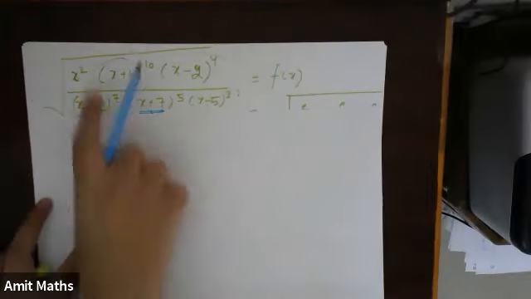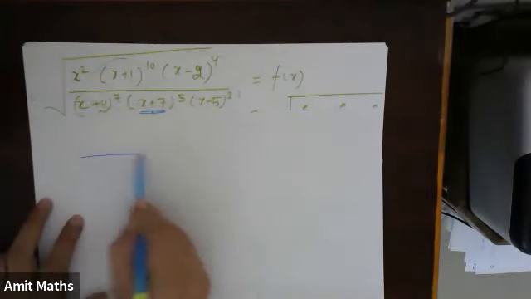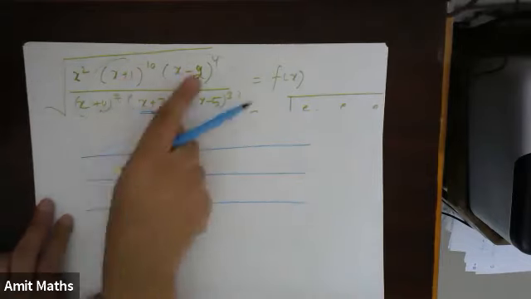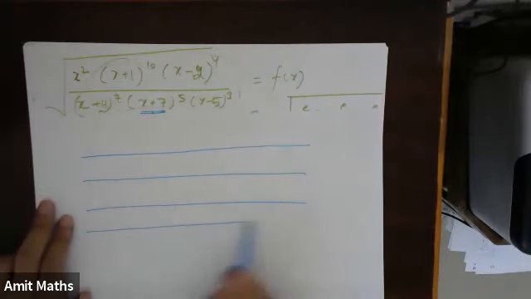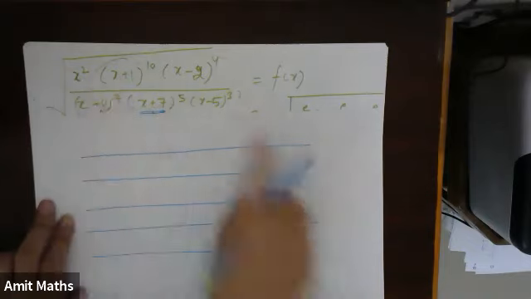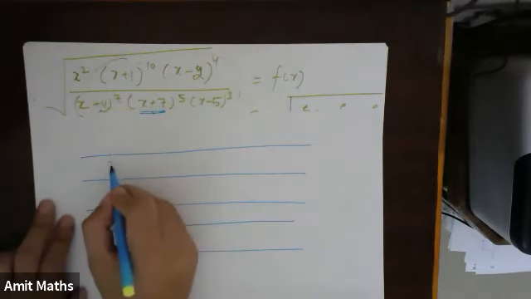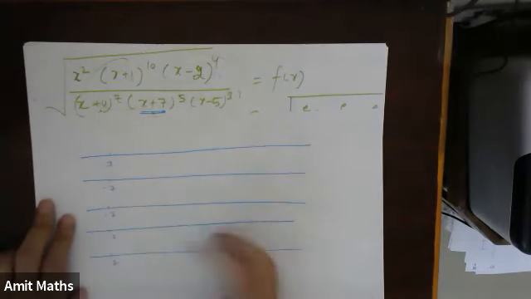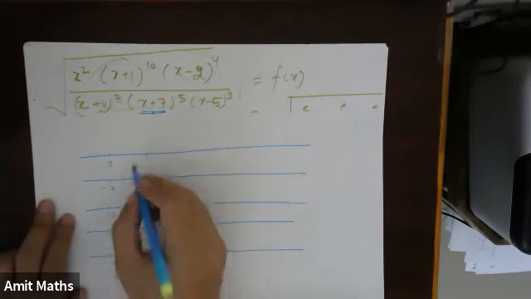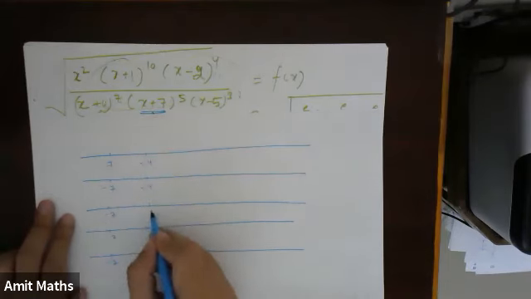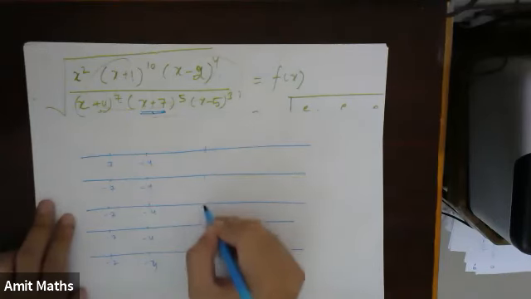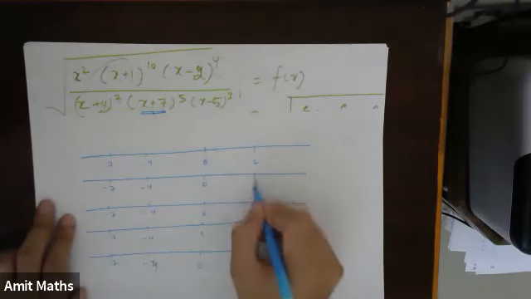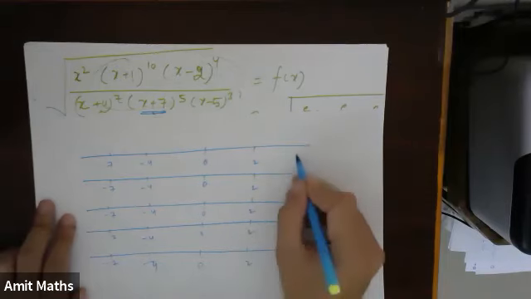Fine. So for all these, I will draw a different number line. First, second, third, fourth, and fifth. For all of them, I will draw a different number line. So this is minus 7, minus 7, minus 7, minus 7, minus 7. I'm writing so that it will have a common thing. So this is minus 4, minus 4, minus 4, minus 4, minus 4. This is 0. Then we have 2. Then we have 5.